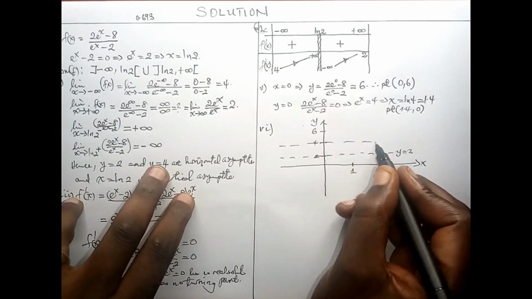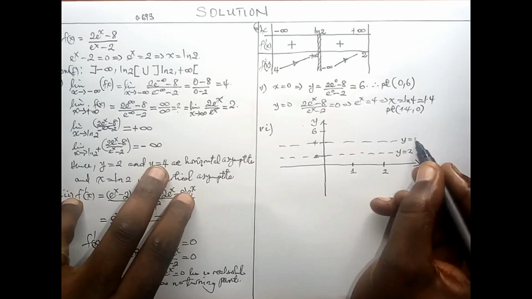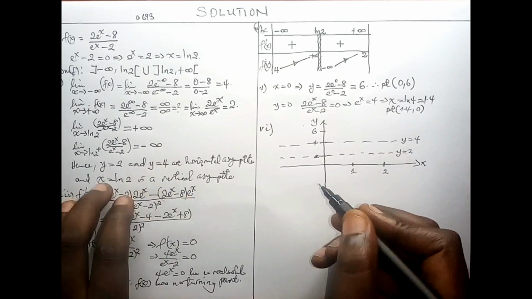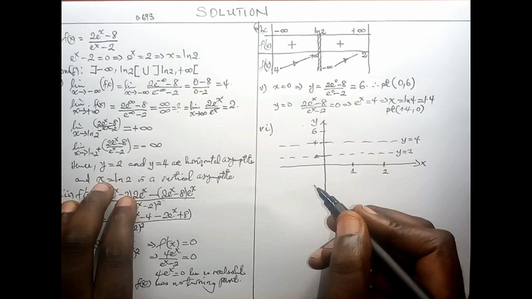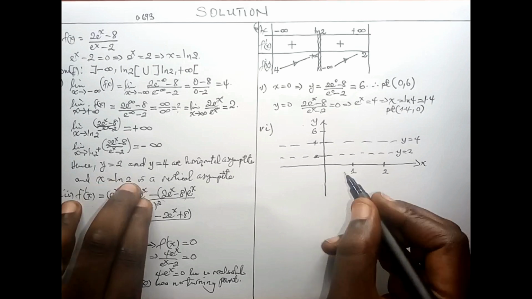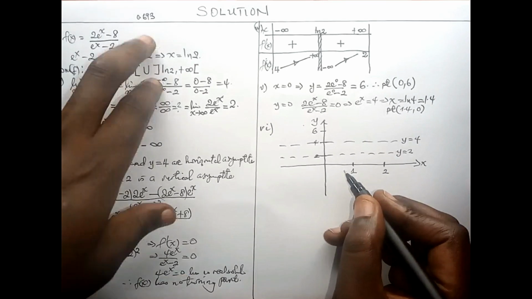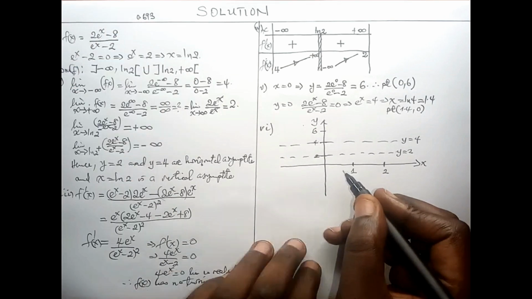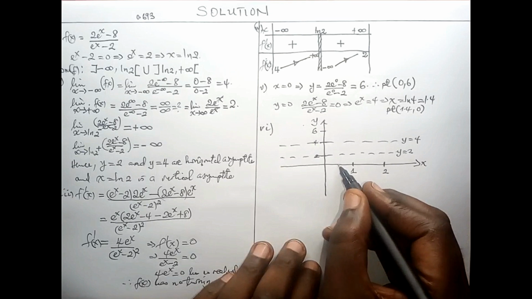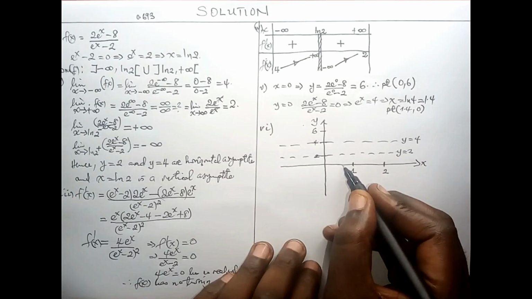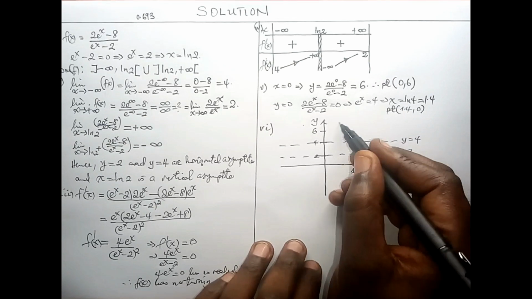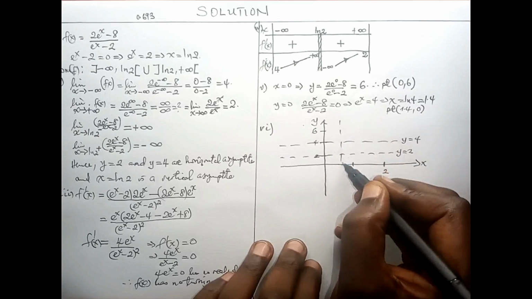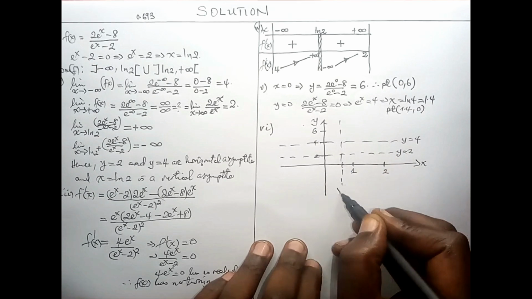Y equals, and there is a vertical one at x equals ln 2. Ln 2, as I said, should be something like 0.693 approximately. So if this is 0.5, then 0.7, that approximation can give 0.7 somewhere here. That would not be too bad, and so I present my vertical asymptote there, which is x equals ln 2.